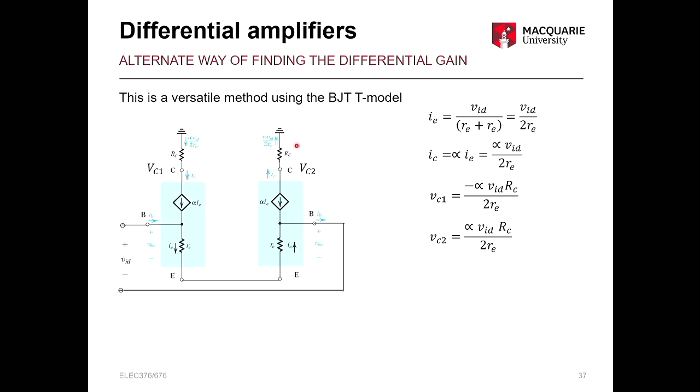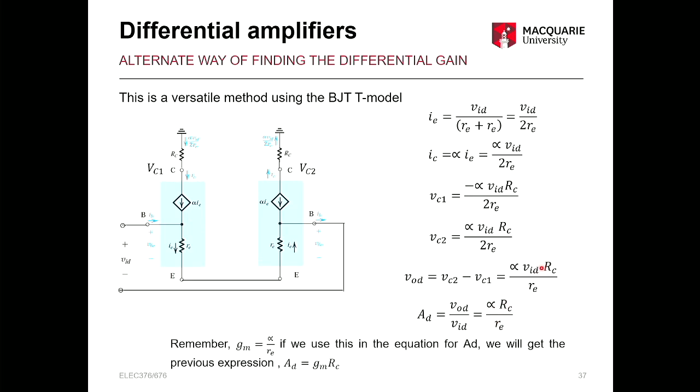Same for VC2, but in this case positive because the current's going the other way. And VC2 minus VC1, so our differential output, as before, the 2 cancels out because we're just adding them. And we have our gain alpha RC over RE. And if we remember our expressions from our equivalent circuits, GM is equal to alpha over RE. Okay? So that expression, when you plug that in, you get this very familiar AD equals GM RC.